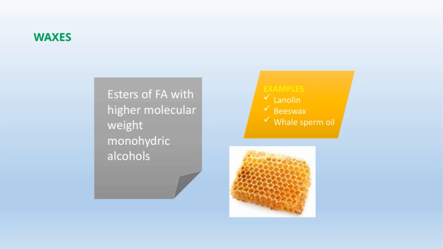Let's take a closer look at some key examples of waxes. First, we have lanolin, which is derived from wool grease and is widely used in cosmetics and skincare products. Then there's beeswax, a natural wax produced by honeybees, known for its protective and emollient properties. We also have whale sperm oil, which has historically been used in various applications, although its use is now more limited due to conservation concerns.